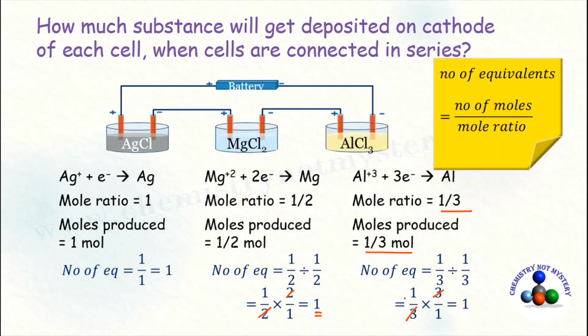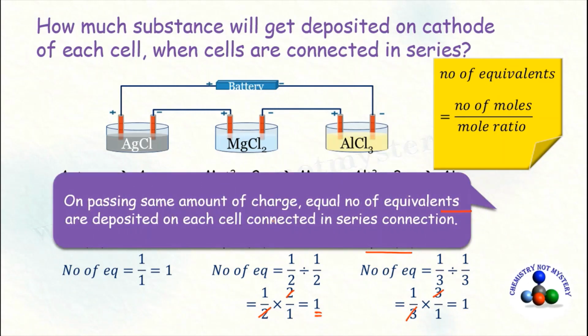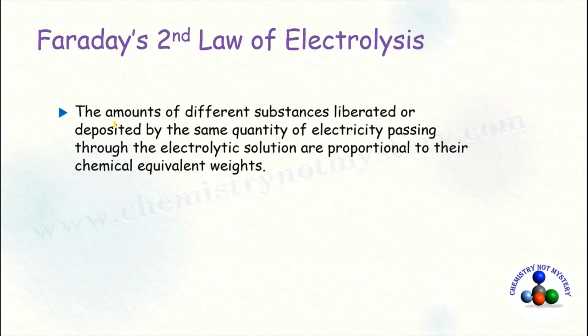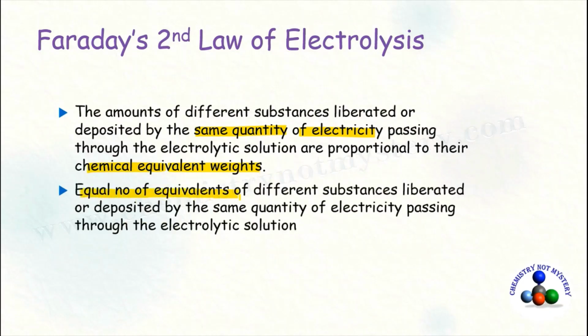When you observe all the cells, you will see that on passing the same amount of charge, an equal number of equivalents are deposited in each cell connected in series. So according to the second law of Faraday of electrolysis, the amounts of different substances liberated or deposited by the same quantity of electricity passing through the electrolytic solution are proportional to their chemical equivalent weights. Or in other words, you can say equal numbers of equivalents of different substances are liberated or deposited by the same quantity of electricity passing through electrolytic solution.